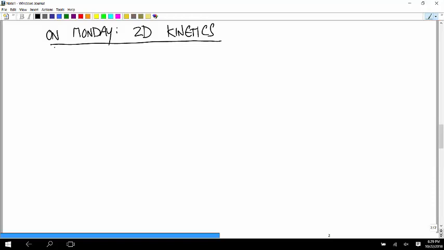And the big result from 2D kinetics is Newton's second law. Newton's second law says that if you add up all the forces on the object, and that idea of choosing an object, being very clear to yourself about what the object is that you're analyzing, is going to be important, F net is equal to the mass of that chosen object times the acceleration of the chosen object.